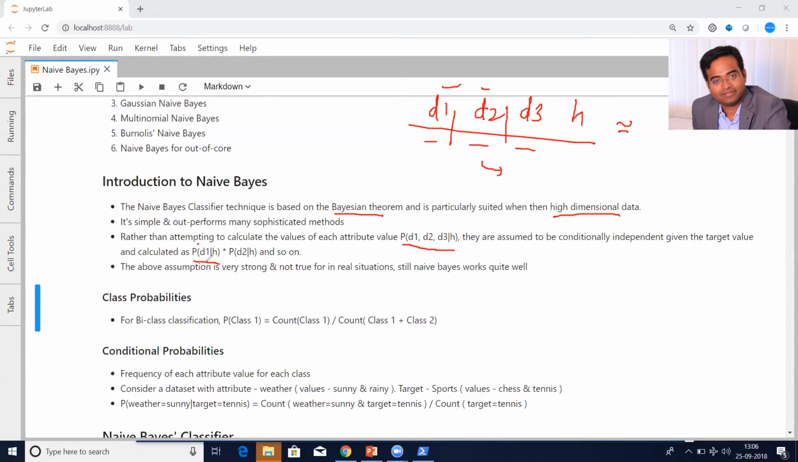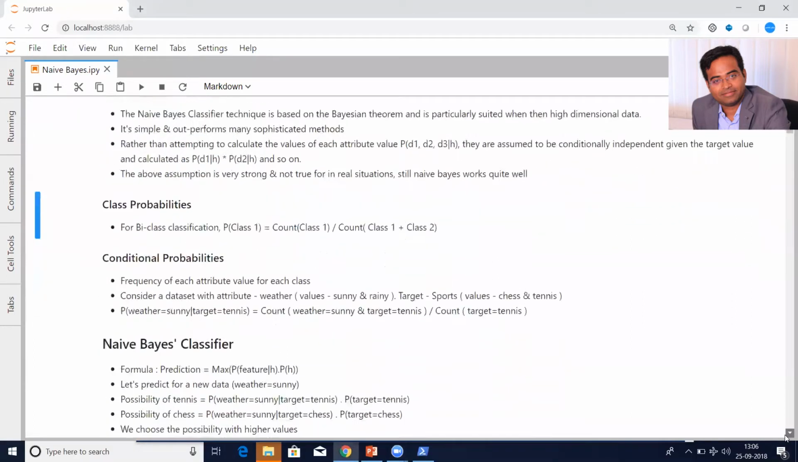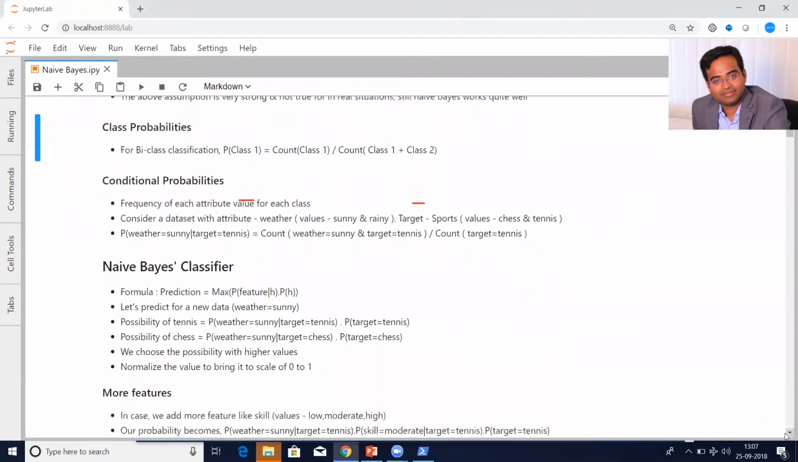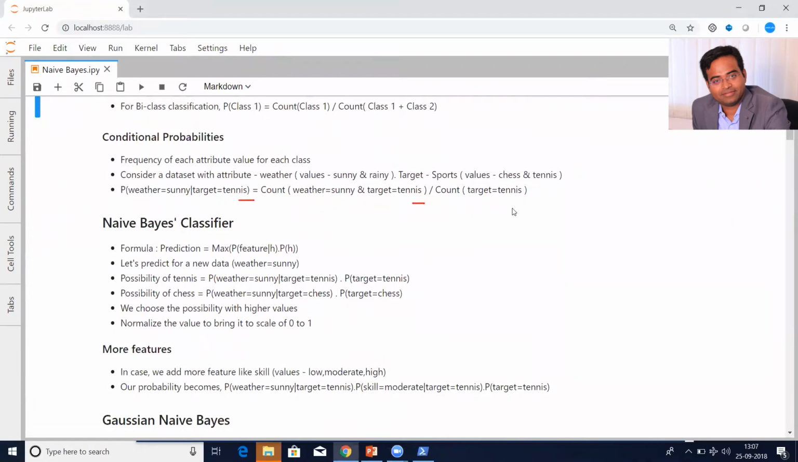Okay, let's understand a few more terminologies that are required to get through this entire thing. One is class probability. Class probability is for binary classification. So you have two classes, class 1 and class 2. Class probability of class 1 is count of class 1 divided by total occurrence of class 1 plus class 2. The other thing is class probability of class 2, which is count of class 2 divided by count of class 1 plus count of class 2.